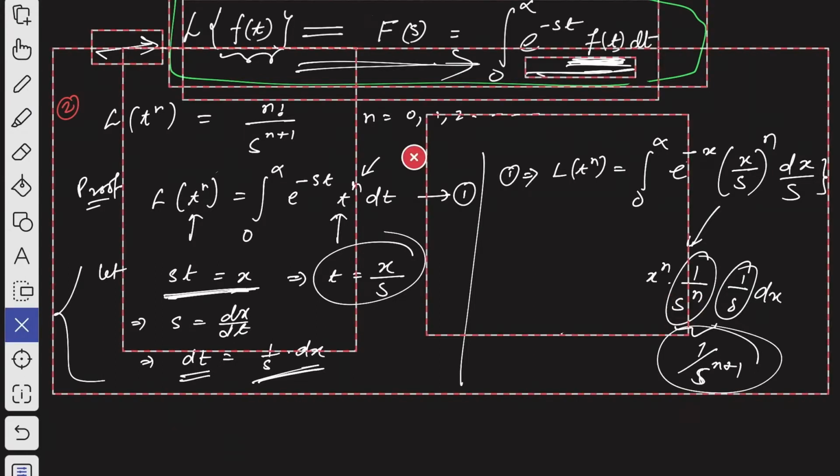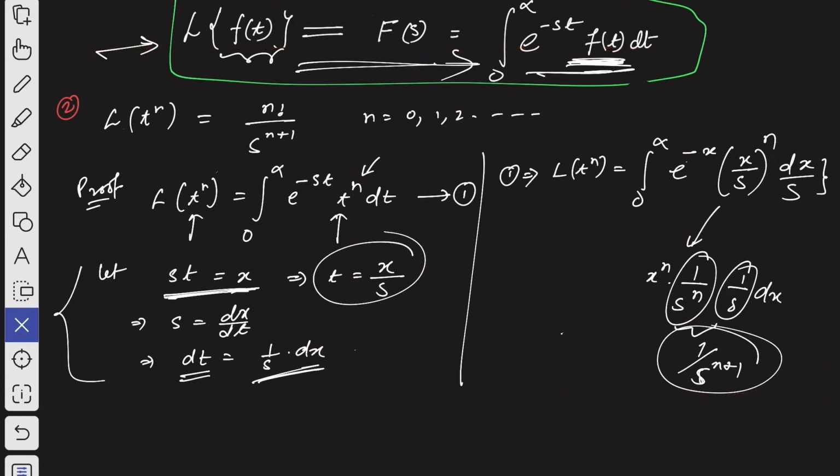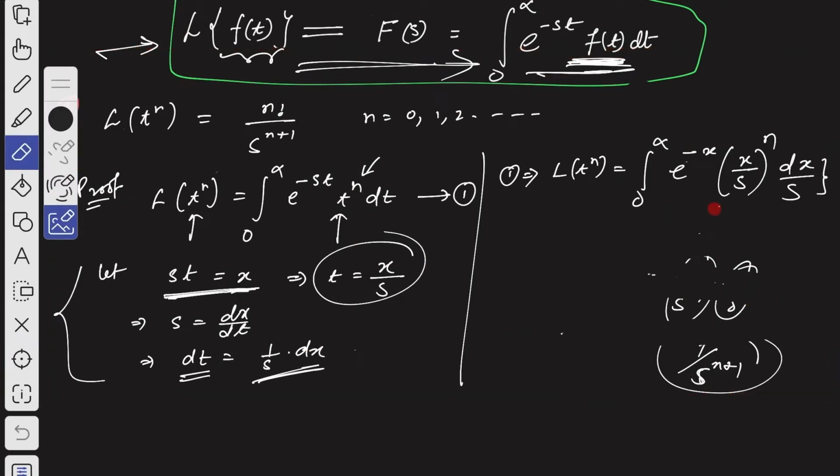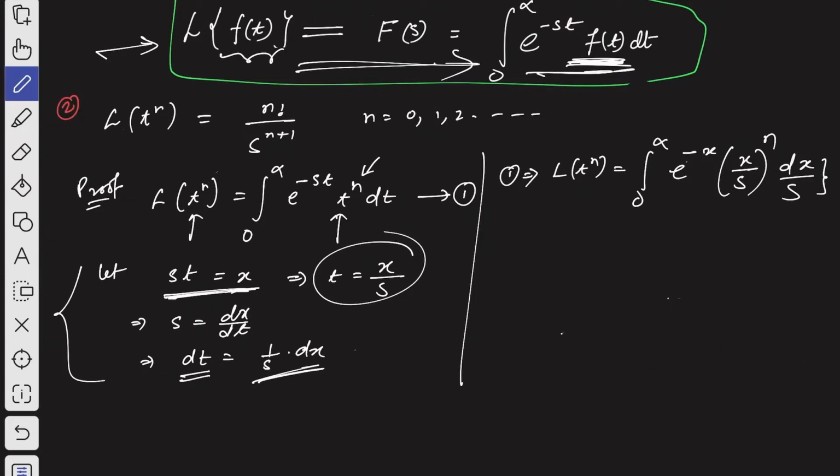So now, let me clean this first. So what we get here, 1 by s to the power n plus 1 integration 0 to infinity e to the power minus x, x to the power n dx, that's what we have got. So hope you have understood this.